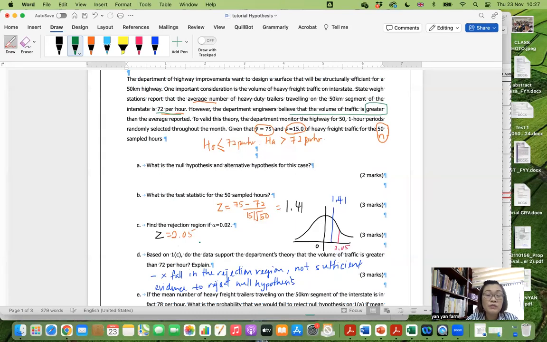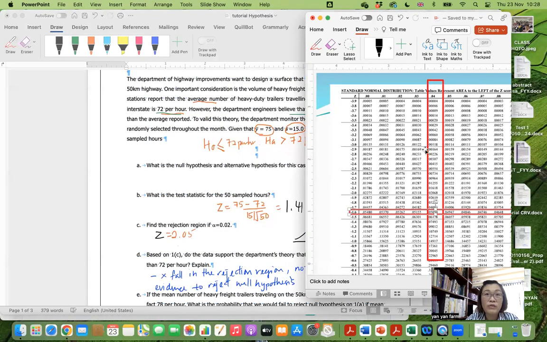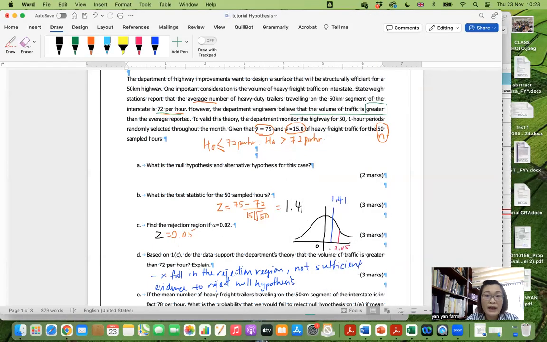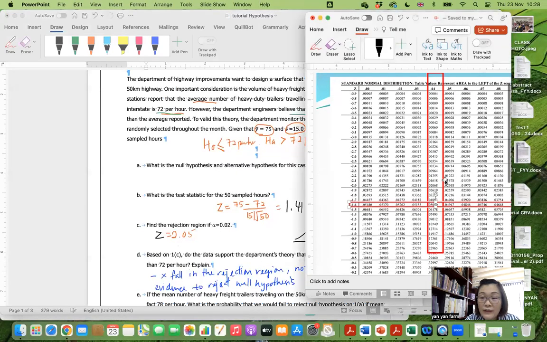The next step is to find the rejection region. Because n is more than 50, we can use the standard normal distribution table. You can find it in your slide or on ITEL. Because your rejection ratio is 0.02 and it is right tail based on the alternative, you have to look at the area under the curve.